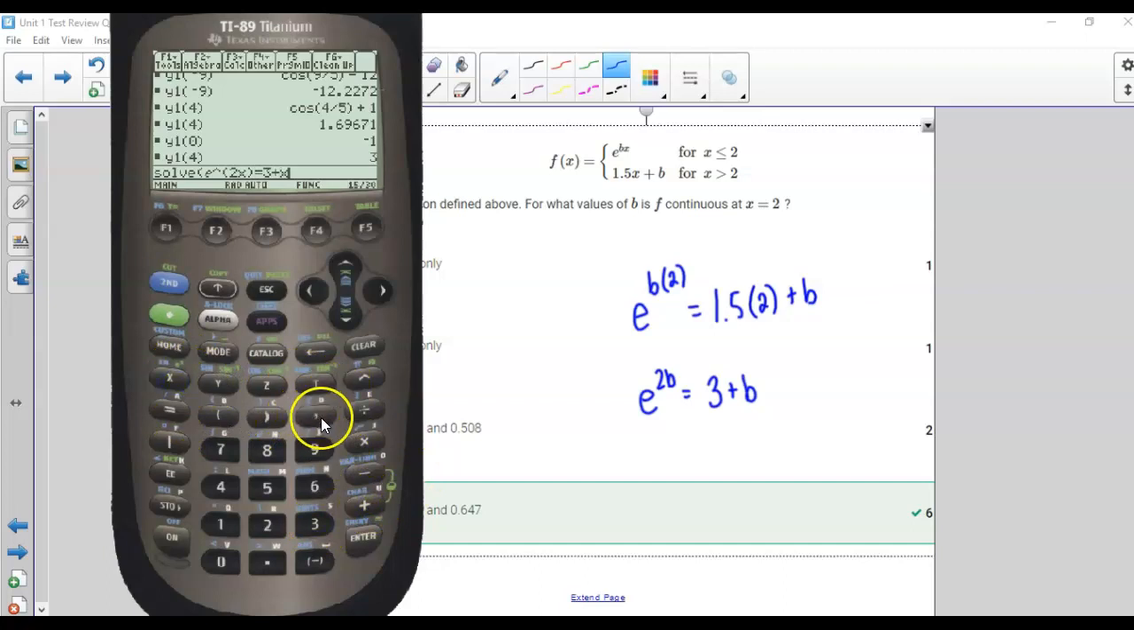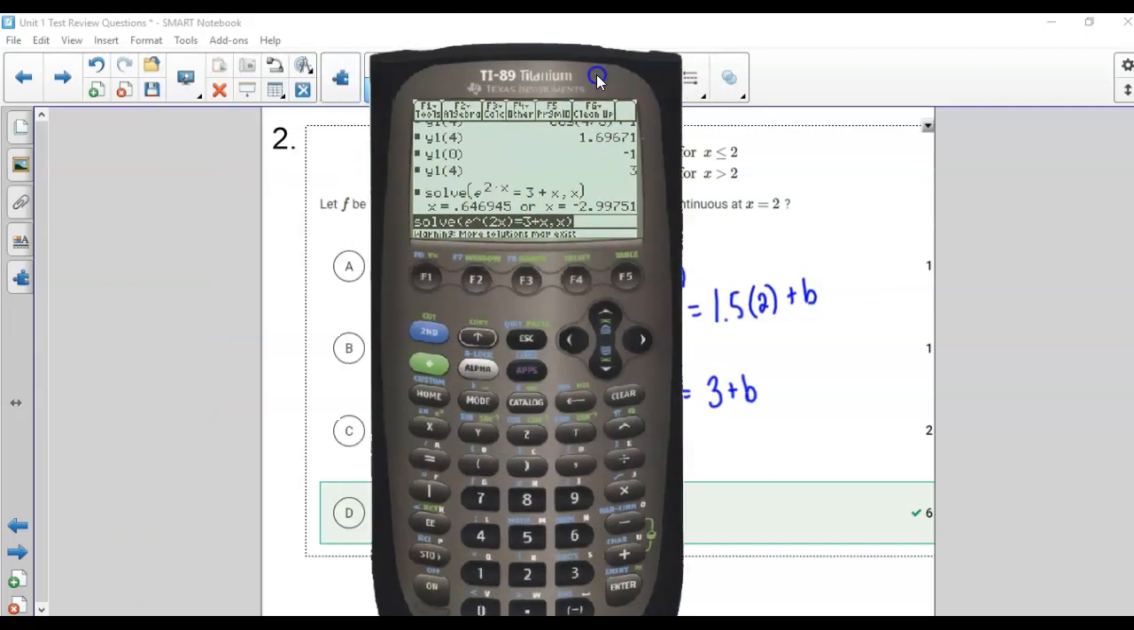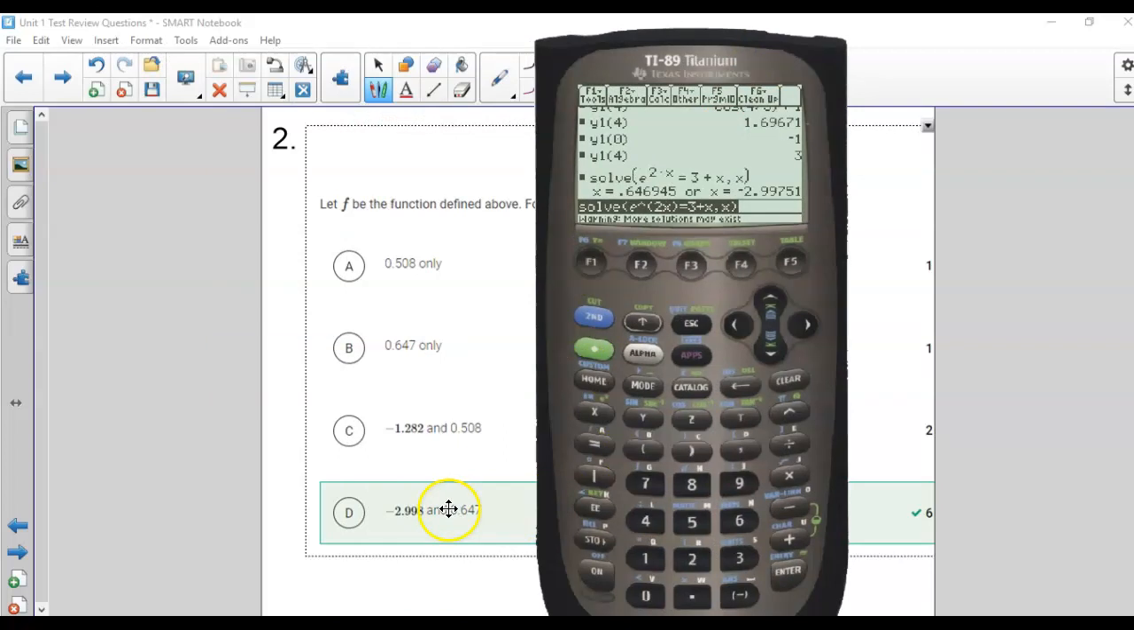And then you have to put a comma and an x after the equation so it knows what variable to solve for. And whenever we do that, it's going to take just a little while to solve this. But we get negative 0.6469 or negative 2.99751. And you can see that is answer choice D. So that's the one that you're going to choose.